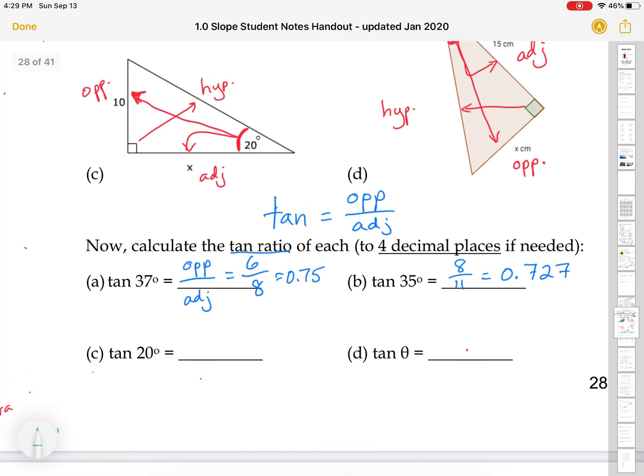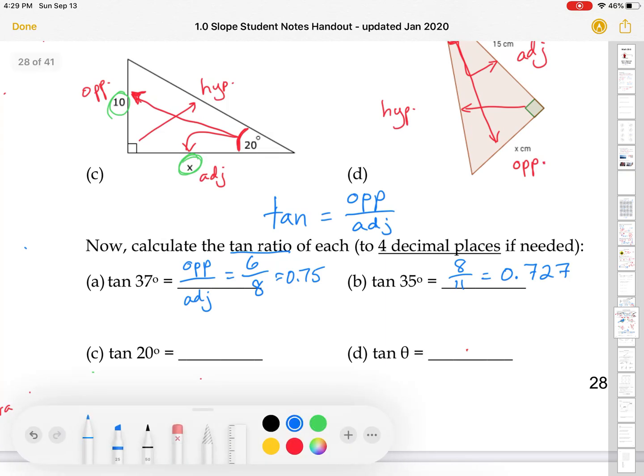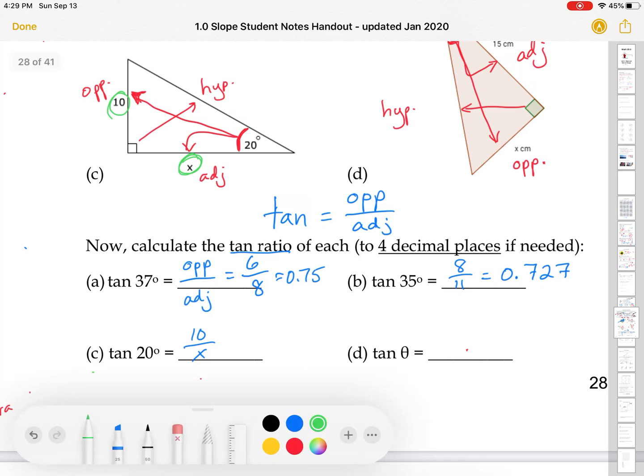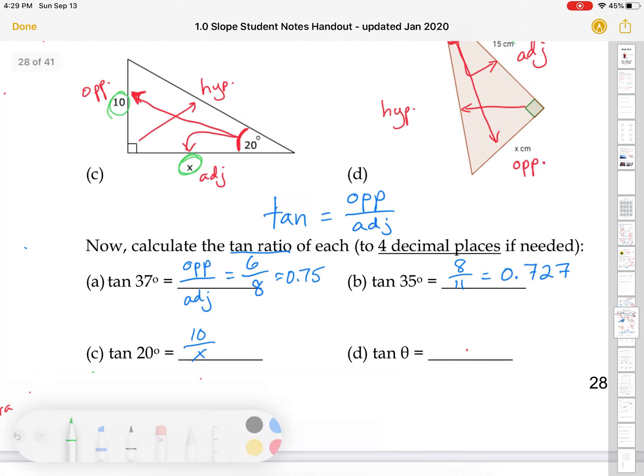For C, my opposite is 10 and my adjacent is x. So we can still put that in the ratio. We just aren't going to be able to divide. So it's going to be 10 over x. And for D, my adjacent is 15 and my opposite is x.